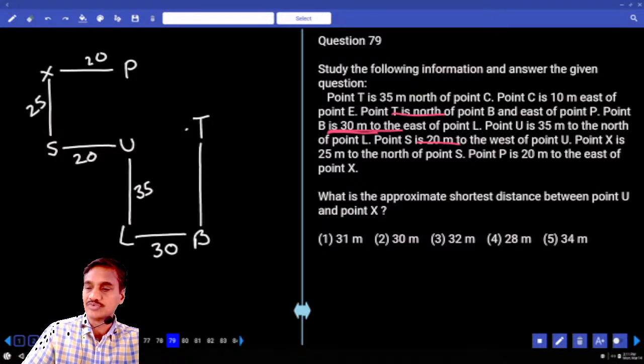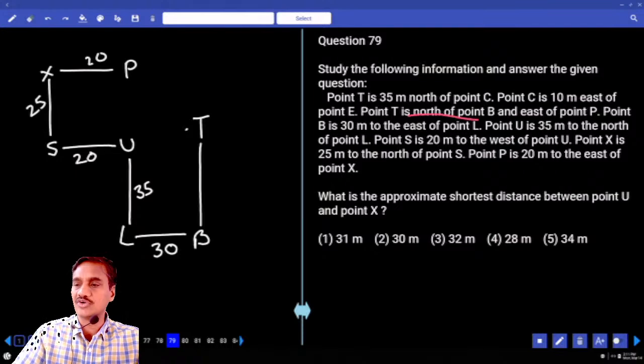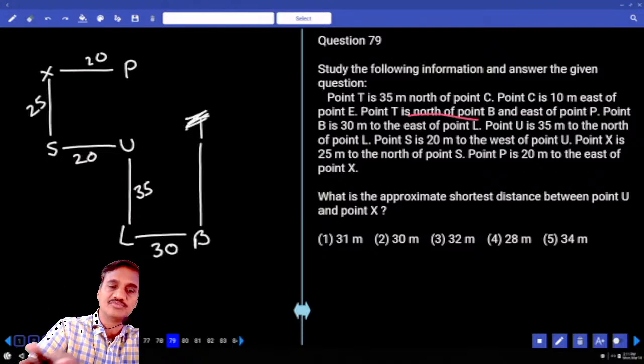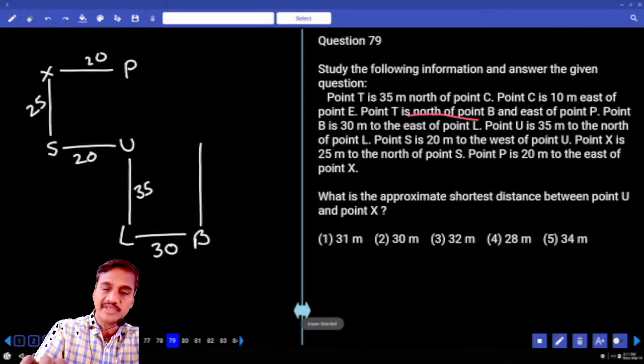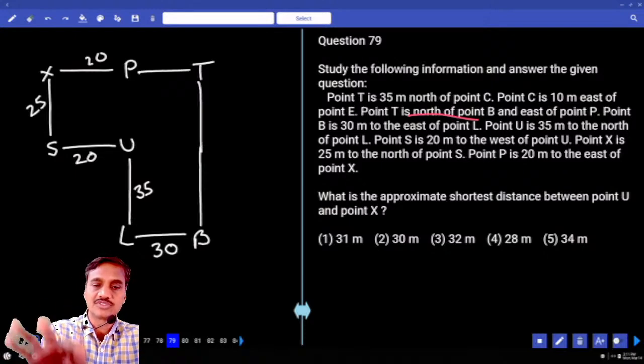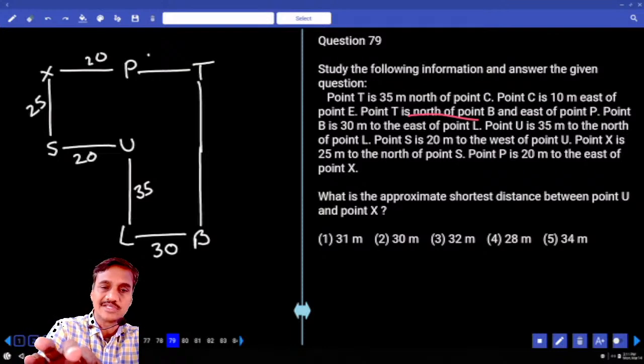T is 35 meters to the north of C, and C is 10 meters to the east of E. T is to the north of B and to the east of P. Hence, where should this T be? T must be in the horizontal direction to this point, north of B and to the east of P. Now what is the distance between these two? T and P equal to 30 meters.